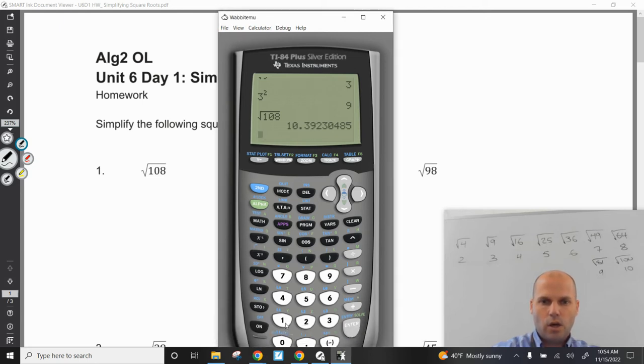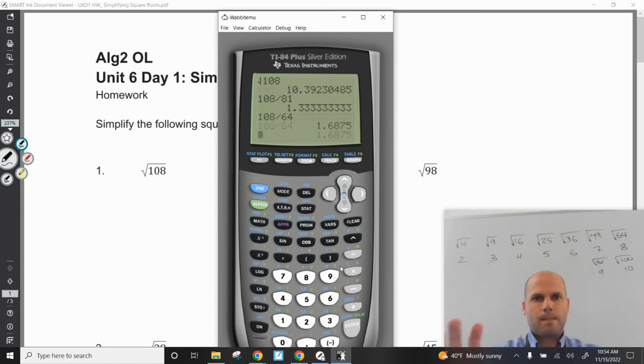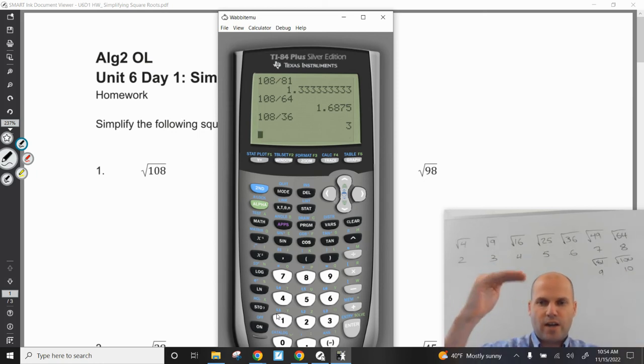So I'm going to do 108, and I'm going to start dividing by our big perfect squares. We're going to go biggest to smallest, largest to smallest. 64 doesn't work. 36 works. Now, 108 divided by 36 is 3. What does that mean? That means 108 is 36 times 3. Now, it's root 108, so we're going to write root 36 times root 3.